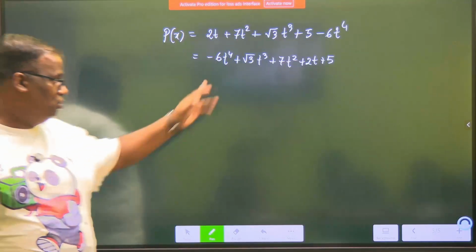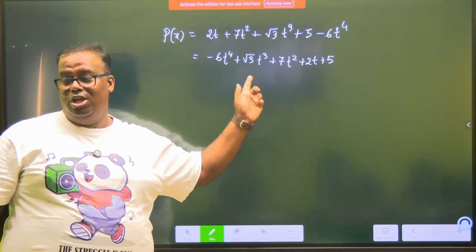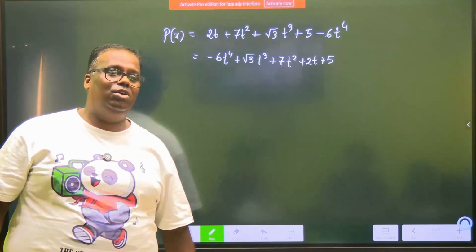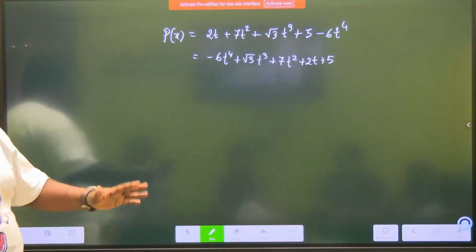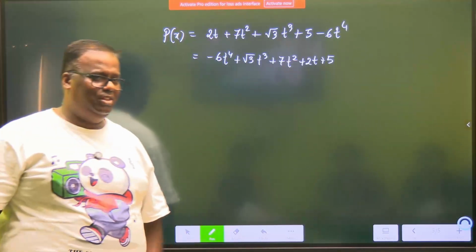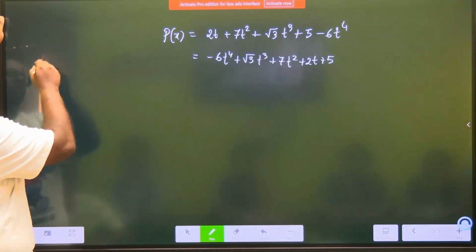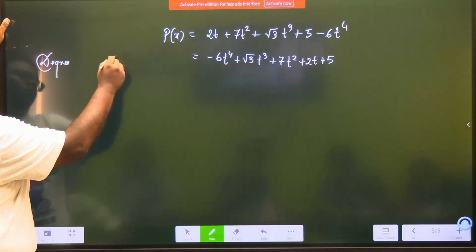Rishika, I know this root 3 is troubling you. Root 3 is just a coefficient. This is allowed. But root t is not allowed. Variable cannot have a root. So by now are you clear? What is degree? What is a polynomial? What are terms? So based on degree, we have some names also. Based on degree, we have names.